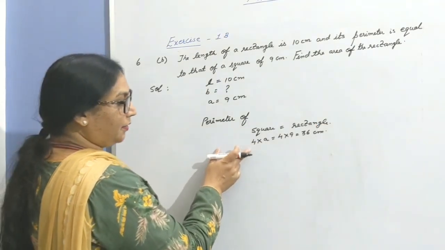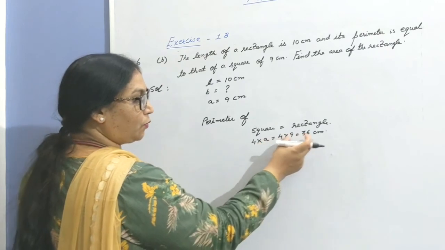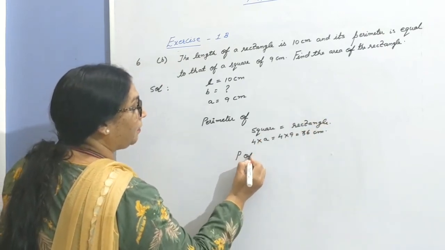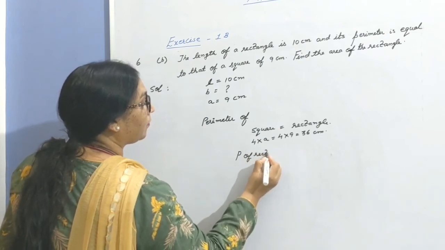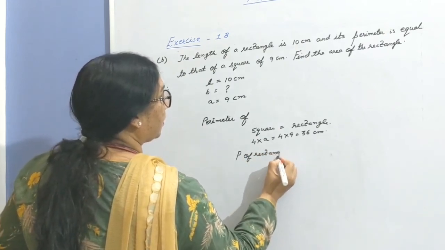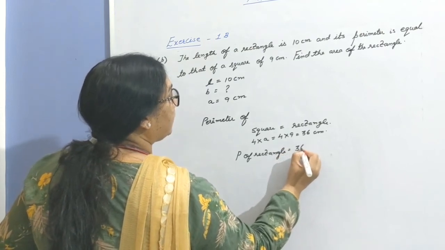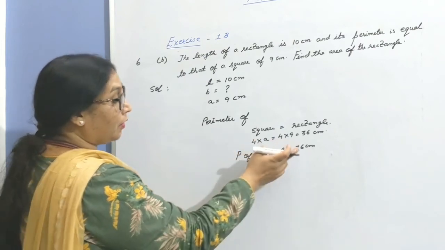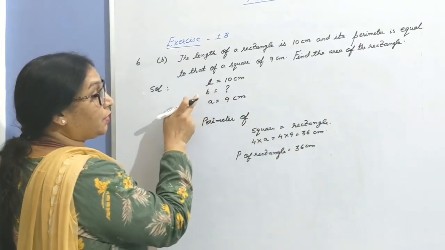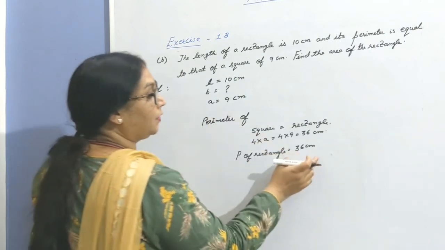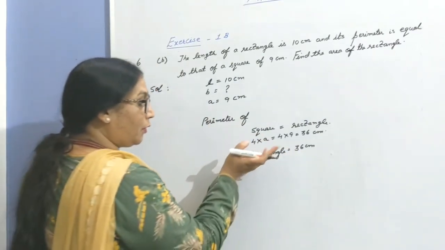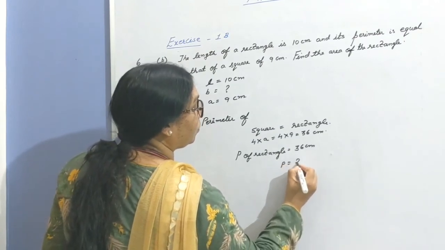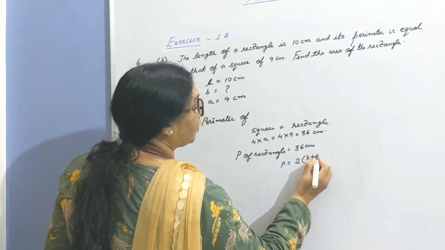Any doubt here, children? First we'll find the perimeter of square and same is the perimeter of rectangle. So what is the perimeter of rectangle? Perimeter of rectangle equals to 36 centimeter. Hence we obtain the perimeter of rectangle. You are provided length and the question is to find breadth from the given perimeter. Now let us apply the formula. Perimeter of rectangle equals to 2 times length plus breadth.